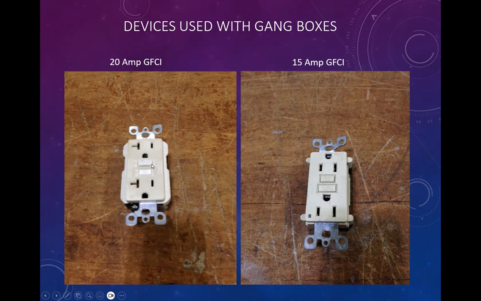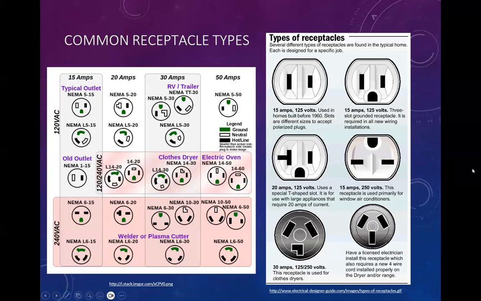So then that device will have a plug with the prongs made in this way, so you can't even plug it into a regular 15 amp circuit. You will have to have that, right? So the difference is the footprint. And here is a chart of different footprints for different ampacities as far as the receptacles go.